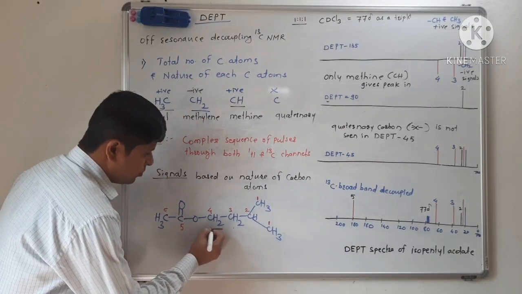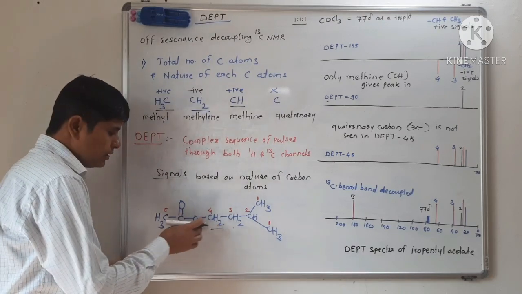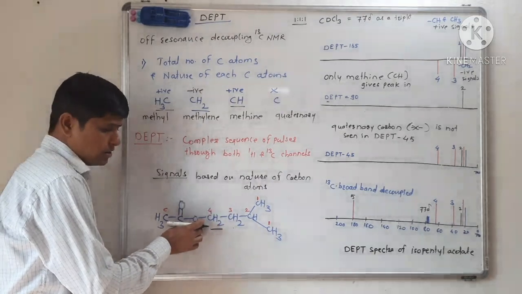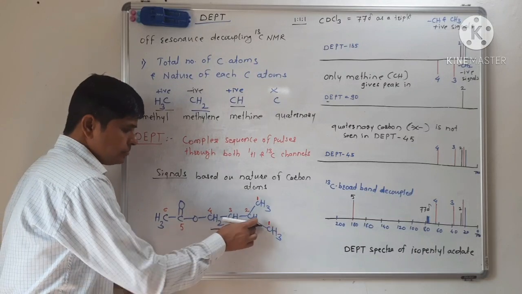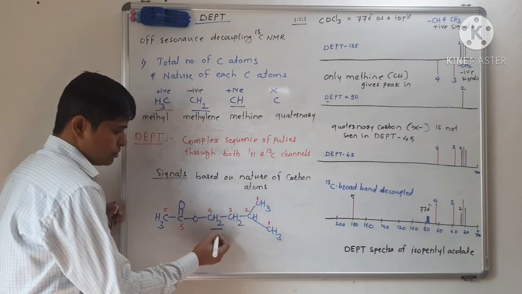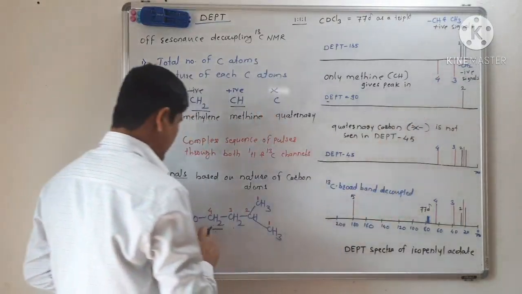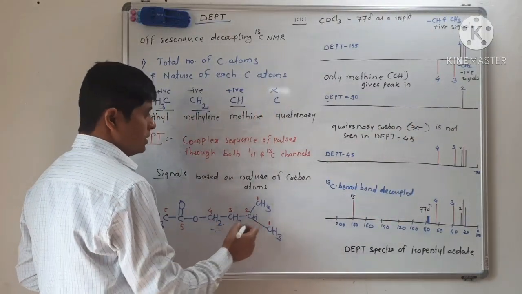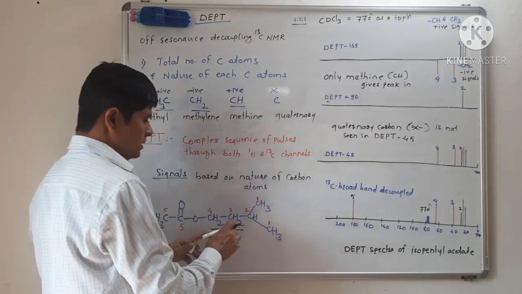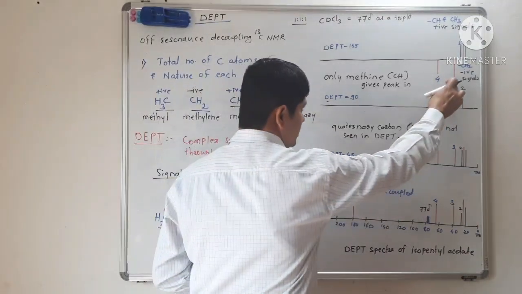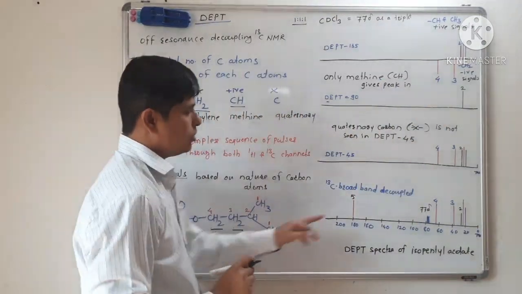This CH2 is nearer to what? The electronegative element, that is oxygen, and this is towards this carbon. So this will be most de-shielded, hence we have assigned this as carbon number 4. And this CH2 is near to what? This carbon. So this will be carbon number 3.